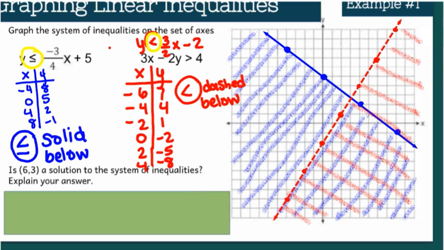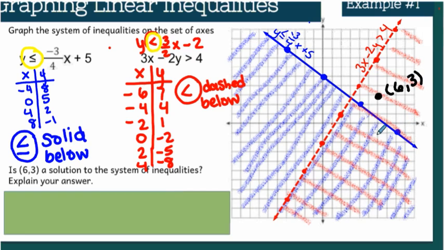Your system of inequalities will look like this. Please remember to label both of your inequality lines with the original inequalities. Let's answer the question. Is the point 6, 3 a solution to the system of inequalities? Let's find that point on the graph. Is this point a part of our solution set?